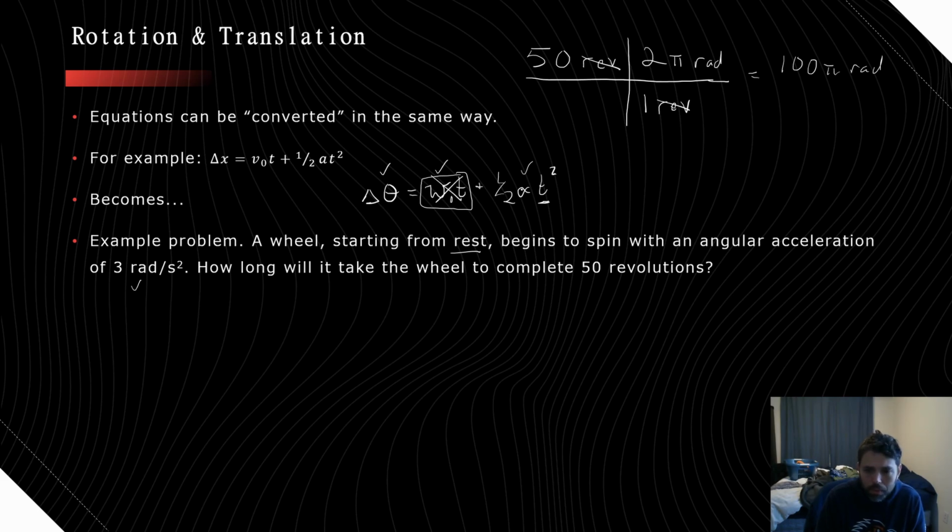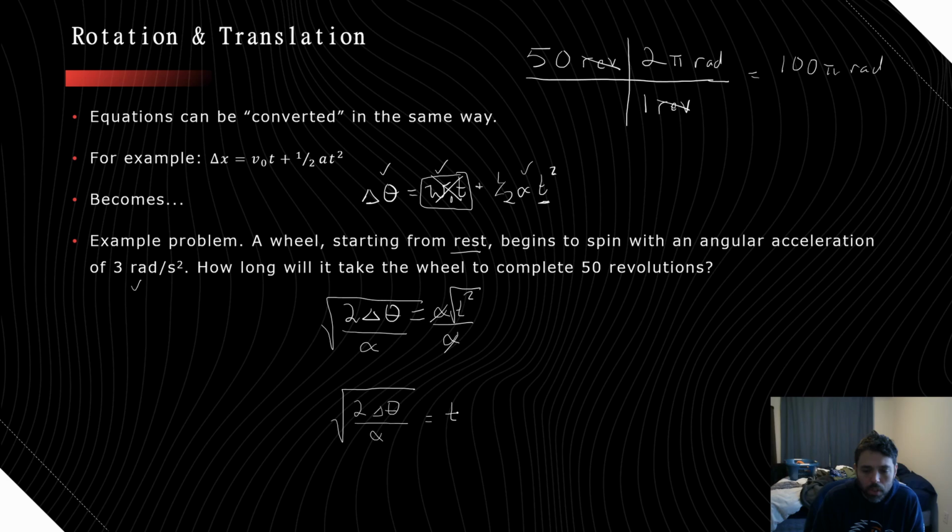So I'll take this equation up here, and I'm going to multiply both sides by 2 to get rid of the half. So I'm going to get 2 delta theta equals alpha t squared. And I'm going to divide both sides by alpha, and then just take the square root of both sides. So I'm left with the square root of 2 delta theta over alpha equals t. Everybody see how I did that? Hopefully. Feel free to rewatch the videos as many times as you need to.